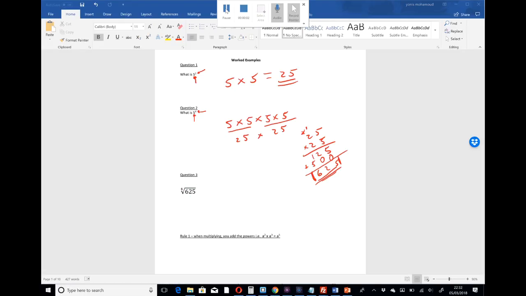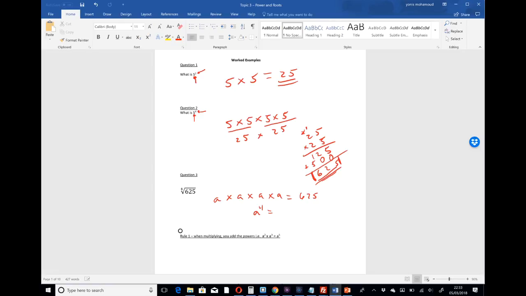Okay, so question number 3 asks, what is the quad root of 625? So when you see this symbol, the quad root, we have to think of what number do I have to multiply to itself 4 times to give me 625. So let's say I want to do a times a times a times a to give me 625. Okay, so I can rewrite a times a times a times a as a to the power of 4.